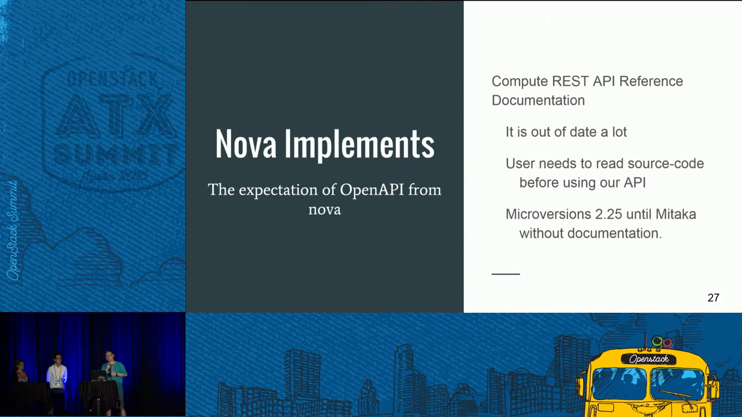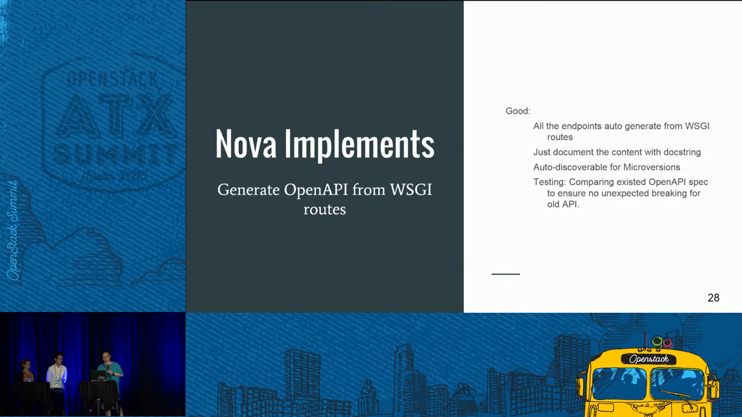And as previously mentioned, there is microversion support in Nova. Until the Mitaka release, we already have microversion 2.25. In each version, we make a little improvement to our API. This means we already have 25 versions of the API without any document. It's because the current WADL toolchain doesn't support microversions. So we want to resolve the problem.